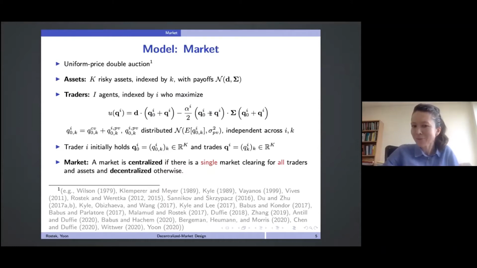It is useful to consider carefully what exactly the centralized market assumption entails. Okay, so let's try to think for a moment. What do we assume when we take an off-the-shelf model of centralized trading? Well, the essence of centralized trading in the standard model is not centralized or decentralized implementation, but rather that there is a single market clearing for all traders and all assets.